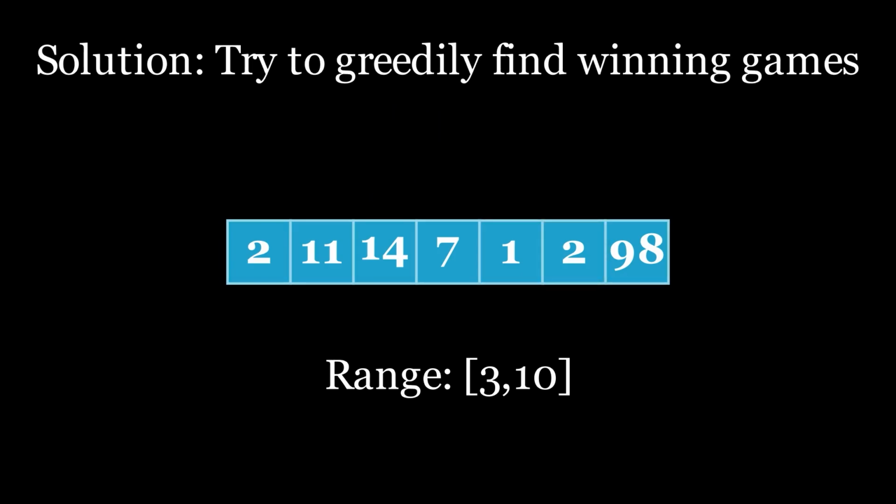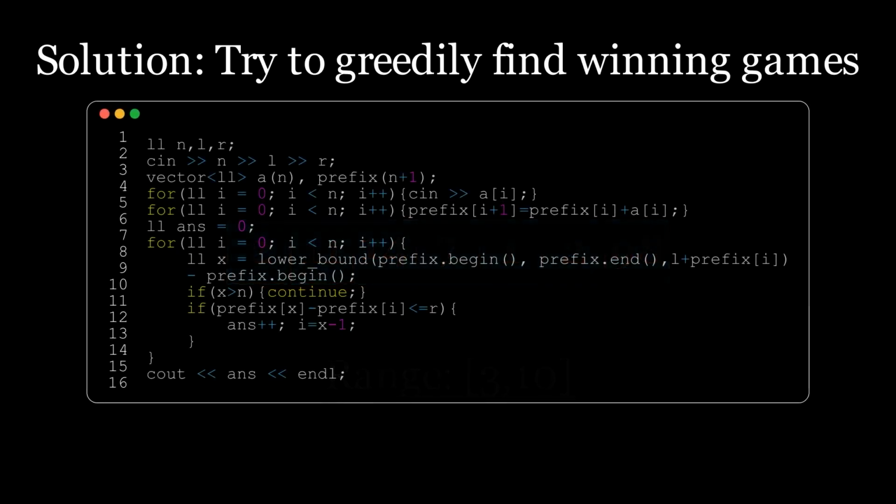So let's try to greedily find the winning rounds. We go index by index, we try to find the shortest winning game that starts at that index. If we find one, we take those cards and we move on. If we don't, then we only take 1 card and then try to do the same at the next index. There are multiple ways to implement this, such as with a queue, or 2 pointers, or binary search. In my case, I used binary search.